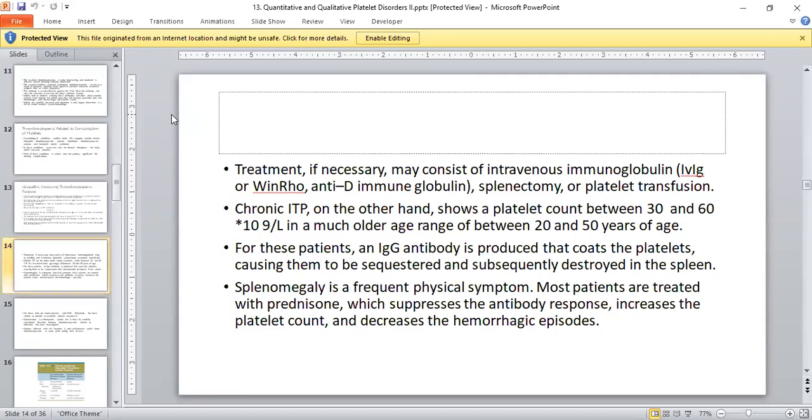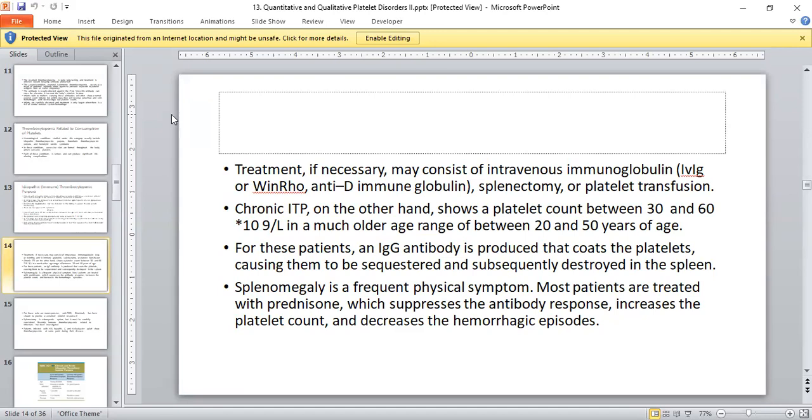Chronic ITP, so you said ITP of the acute kind is for children. The chronic type is present in people who are much older, between 20 and 50 years of age. The platelet count does not usually present as very, very low, not as low as for the acute kind, but still quite low because the normal range is around 150 to 400. So it's low, but not too low.